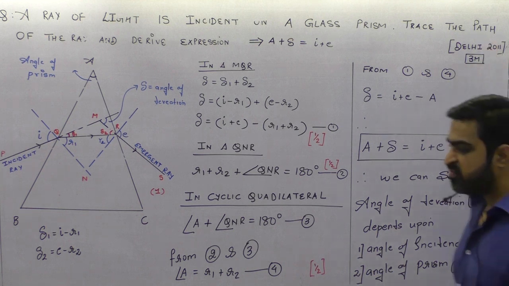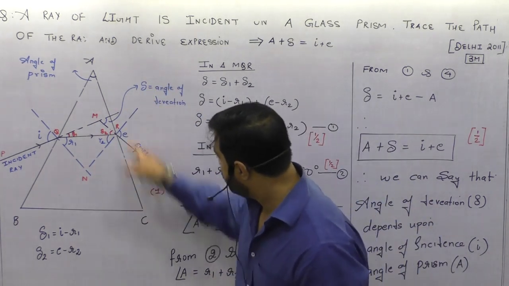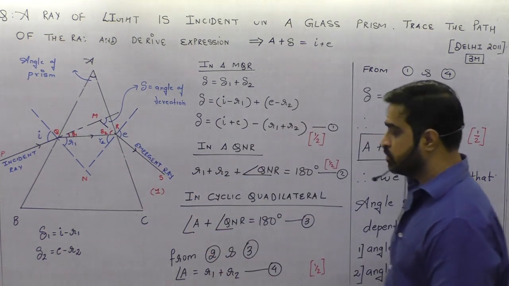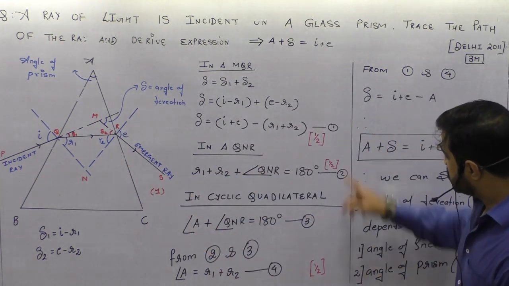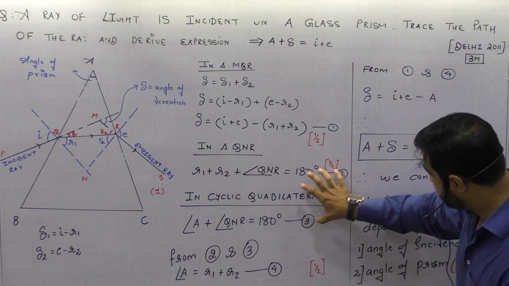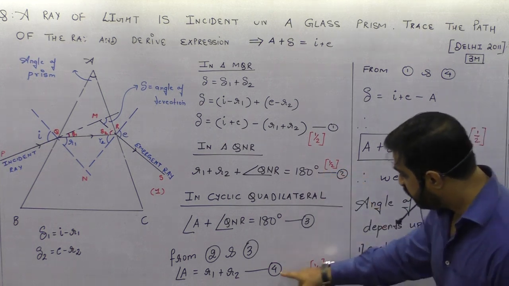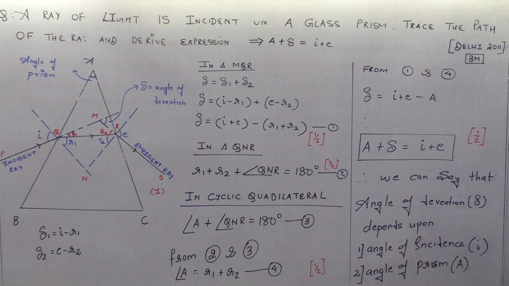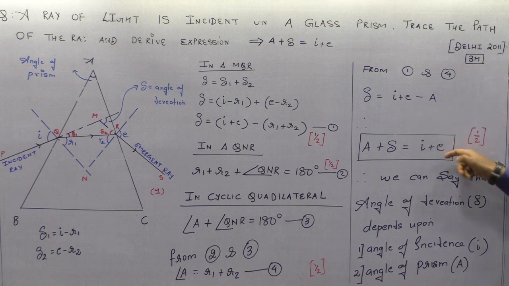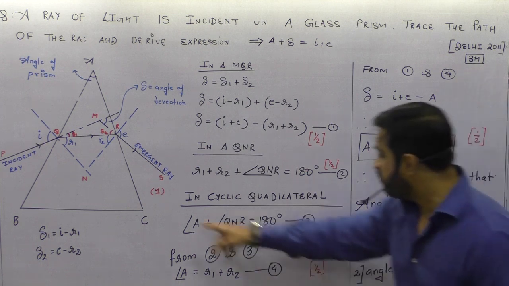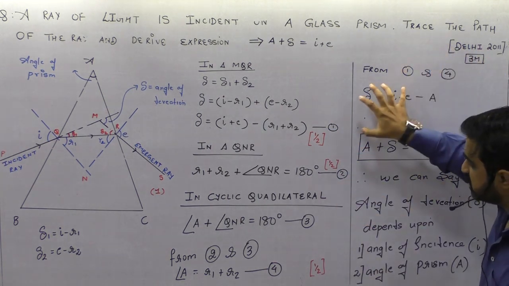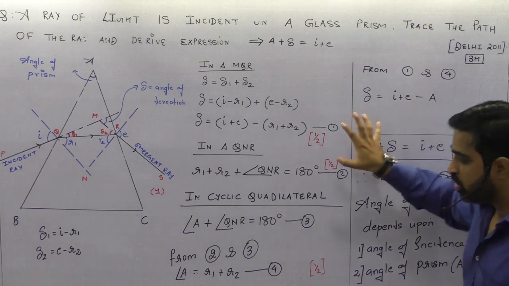Now we can see this question is for 3 marks. So how will be the splitting up of marks? The diagram will fetch you 1 mark. If you draw the diagram properly like this, you will get 1 mark. Equation number 1 will fetch you half mark. Equation number 2 and 3 will fetch you half mark. Equation number 4 will fetch you half mark. And the main equation which is asked, that is A plus delta is equal to I plus E, which you write from here, will fetch you half mark. So it will become 1 plus 1 plus 1. That is how many marks? 3 marks. So if this comes in the examination, if you write it this way, you will get whole 3 marks.